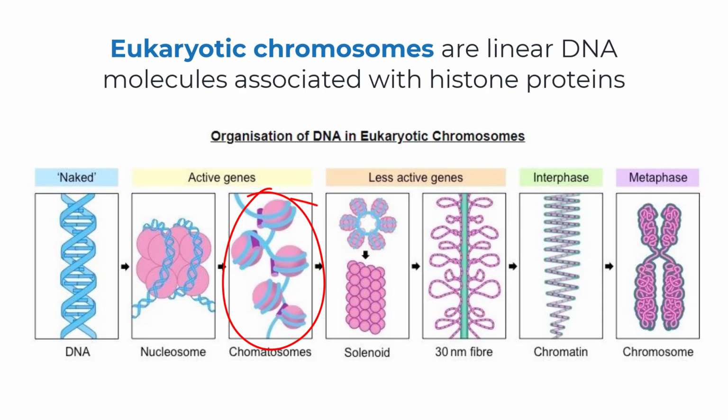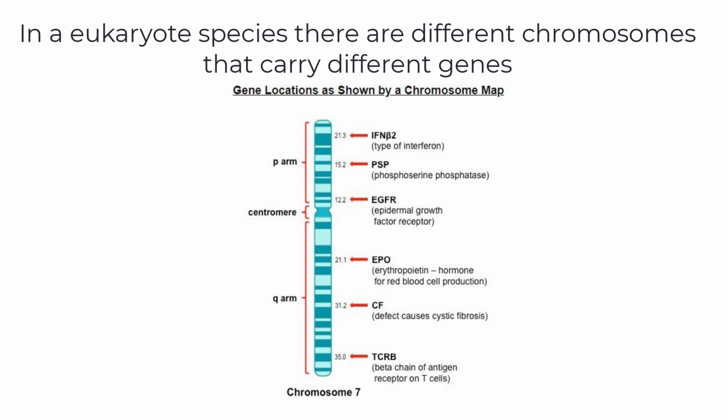Solenoid structures are then formed from the coiling of the chromatosomes. This gets condensed into fibers about the size of 30 nanometers. Chromatin is formed from these fibers, which are now loops, which have been compressed and folded around a protein scaffold. Chromatin will then supercoil during cell division to form chromosomes that are visible under a microscope. Genes are located over many different chromosomes in eukaryotic species.